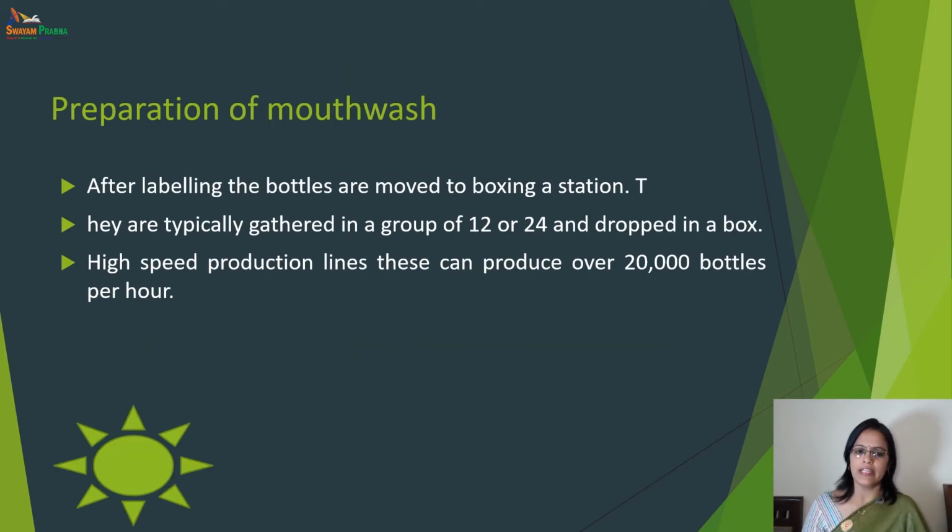After the labeling, the bottles are moved to the boxing station. They are typically gathered in a group of 12 to 24 and dropped into a box. The boxes are then moved to the palleting machine and stacked. The high speed production line can give us 20,000 bottles of mouthwash per hour.